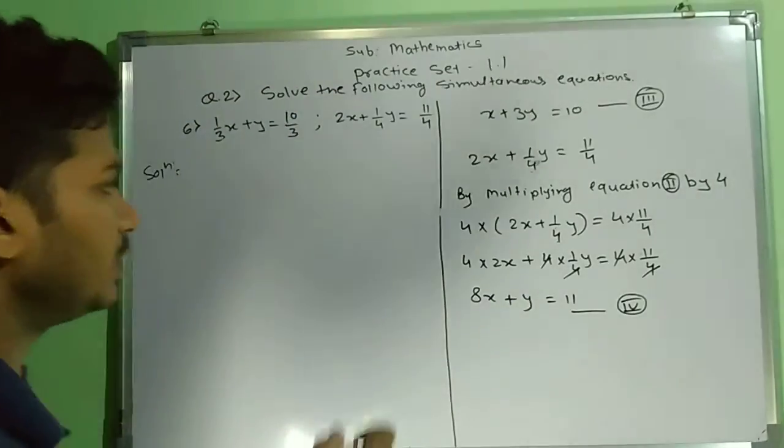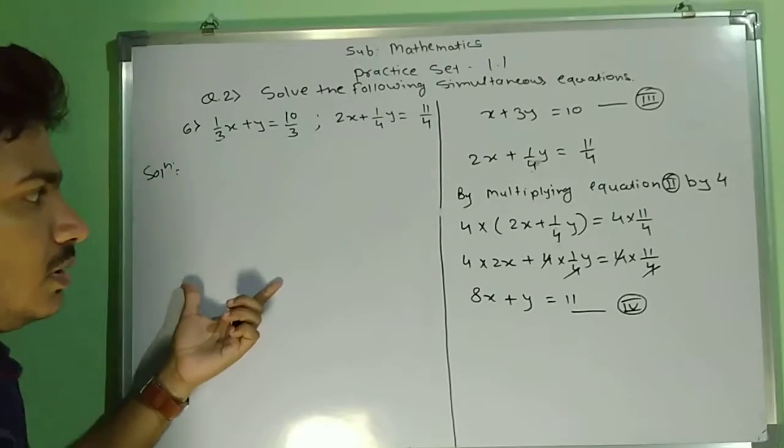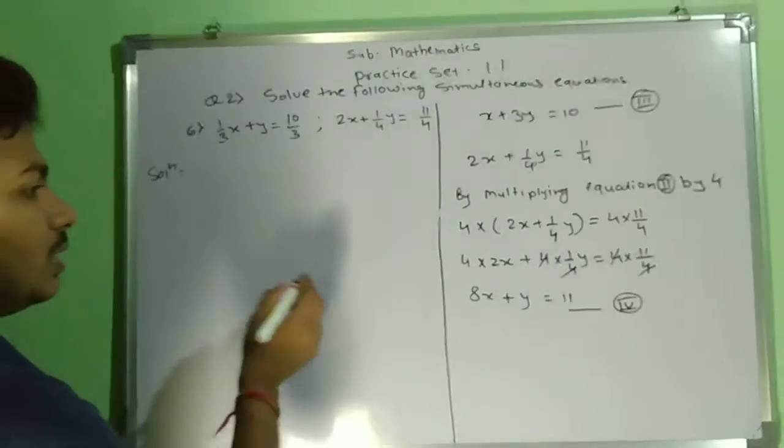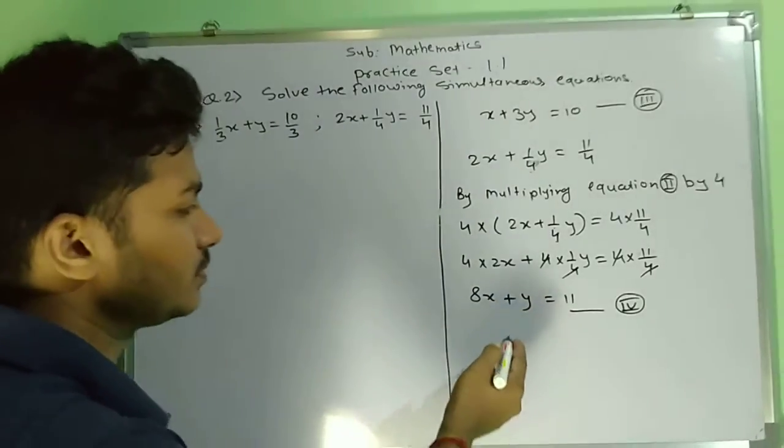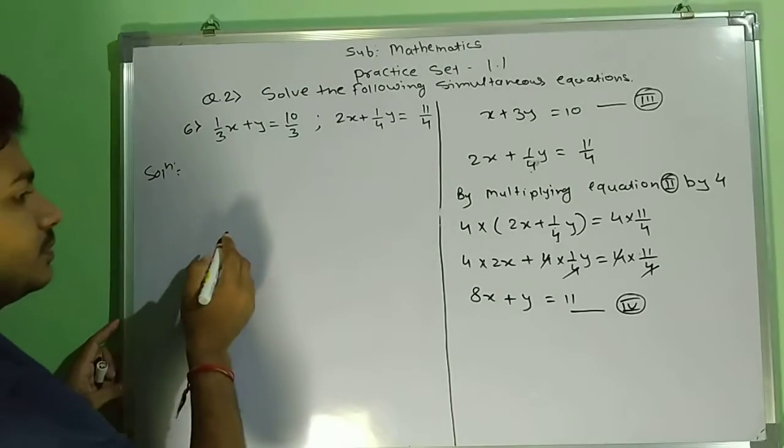So now here we will multiply. I have left that part so that I can solve it. Okay. Now we have to multiply equation number 4 by 3.